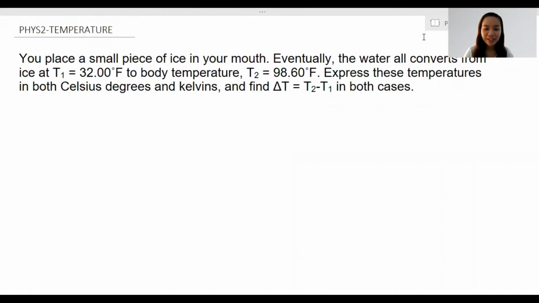Hi everyone, today I will be presenting a series of examples under the topic of temperature. We will have different problems involving temperature or conversion of temperature.